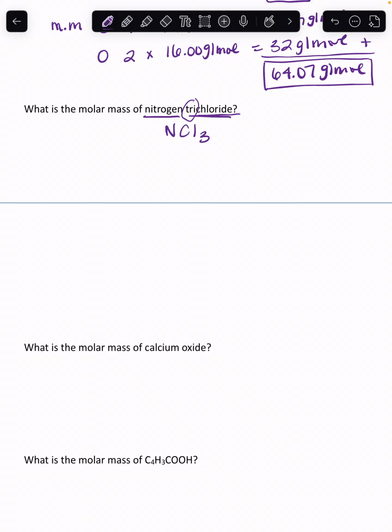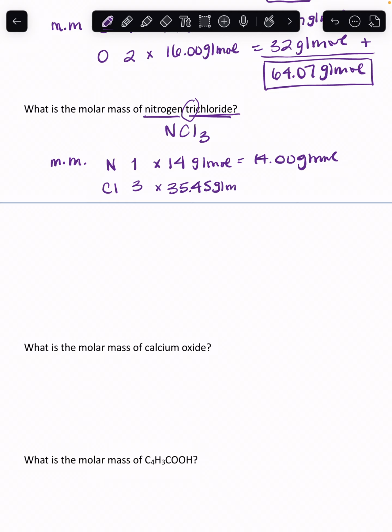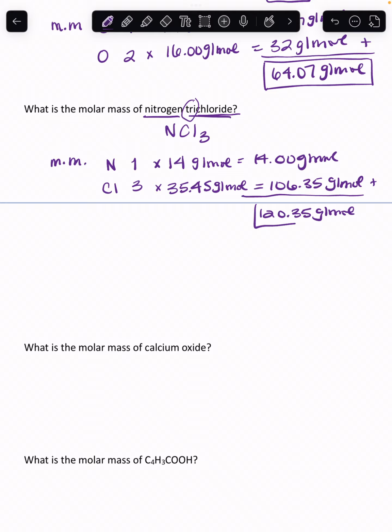All right, so get my molar masses. I'm going to start with nitrogen. There's only 1 of them. And it is 14 grams per mole. So I got 14. Cool. Then I'm going to do chlorine. I have 3 of those. And the masses of each are 35.45 grams per mole. Multiply it out. I got 106.35 grams per mole. Adding them together, I'm coming out at 120.35 grams per mole for nitrogen trichloride.